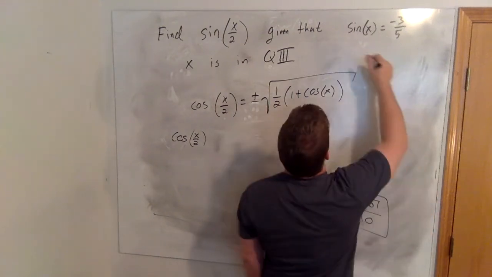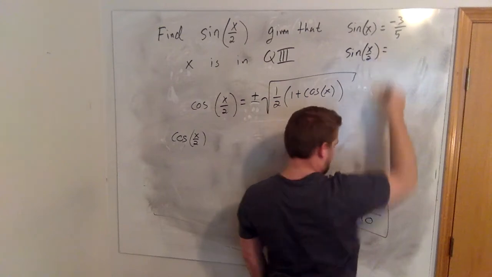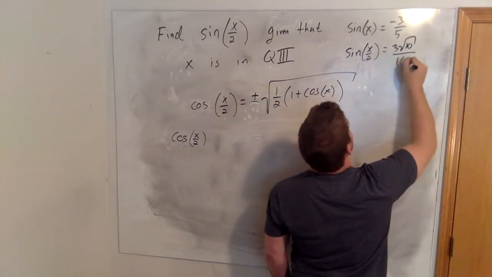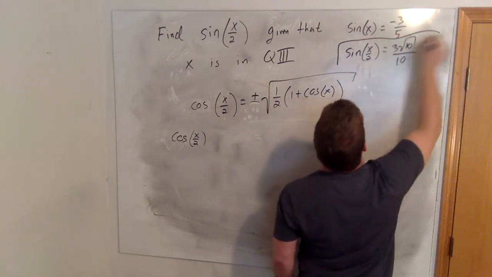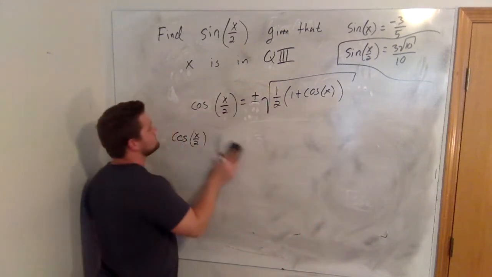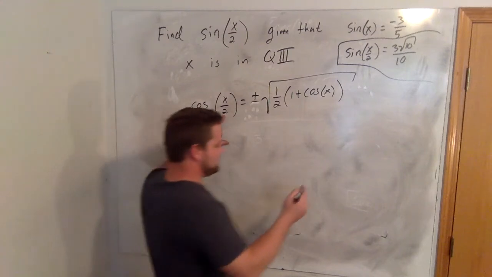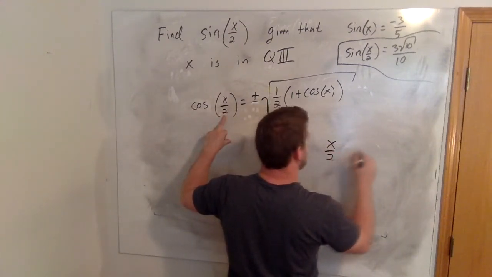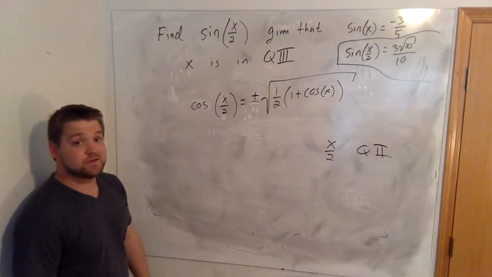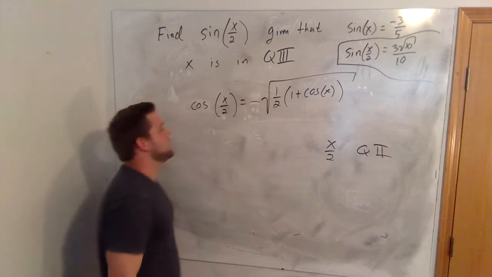Let's keep our sine of x over 2. We found that was 3 root 10 over 10. Let's just keep that in our pocket. Now we just need to think, what quadrant was x over 2 in? We saw that x over 2 was in quadrant 2. Well, cosine is negative in quadrant 2, so we're going to want to choose the minus.